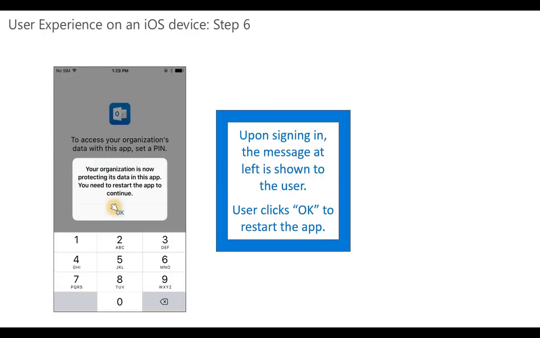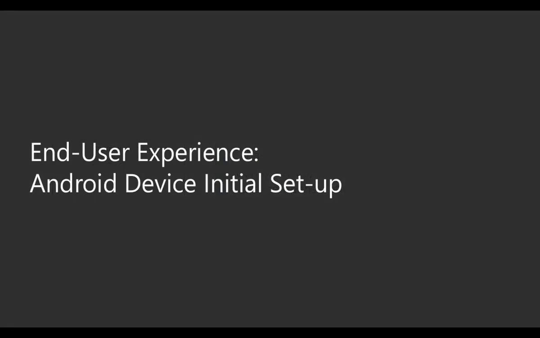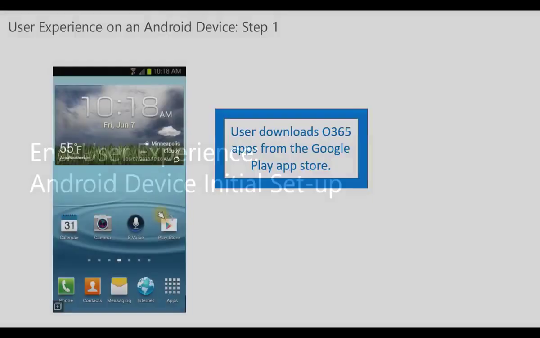So the user will push OK there to continue. And basically then if you set the PIN requirement, they'll then need to put in a PIN, and that will be their easy way to access the device. Now that then will set up the configuration, will apply the policies to that device and make sure that it is secure. So let's again look at the initial setup here for an Android device.